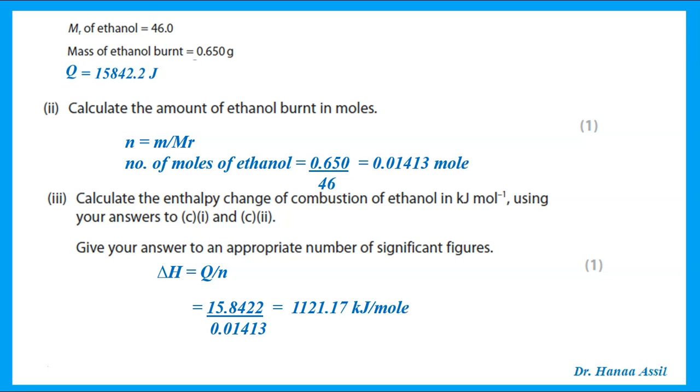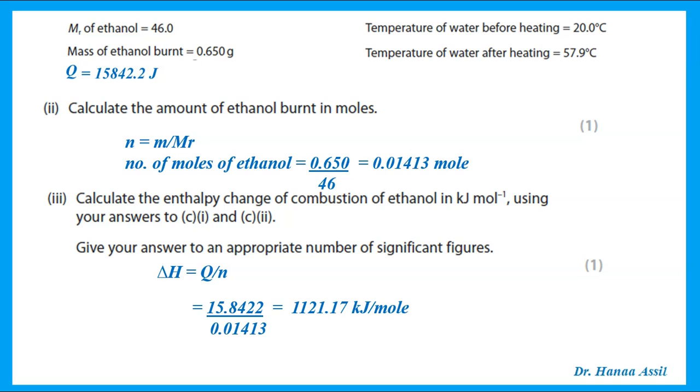Have we finished? Of course not. We know that ΔH must have a sign. So we go back and see, did the temperature go up or go down? Before heating it was 20, after heating it was 57. That means the temperature increased. This is an exothermic reaction. ΔH is a negative value.